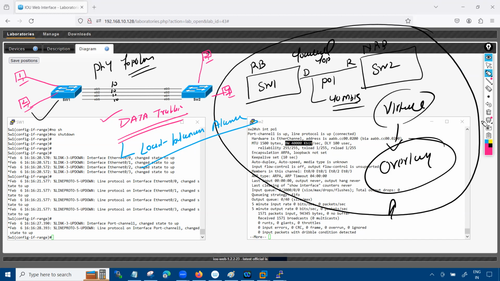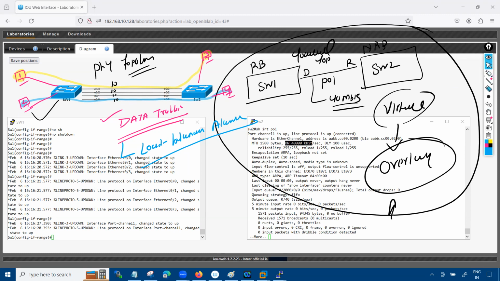Maybe when PC1 wants to send traffic to PC3, according to the load balancing, my packet will go by the 0/3. But when PC2 wants to communicate with PC4, the packet will go by the 0/0. So this is how we are achieving load balancing in the EtherChannel. It depends on which algorithm you are using.